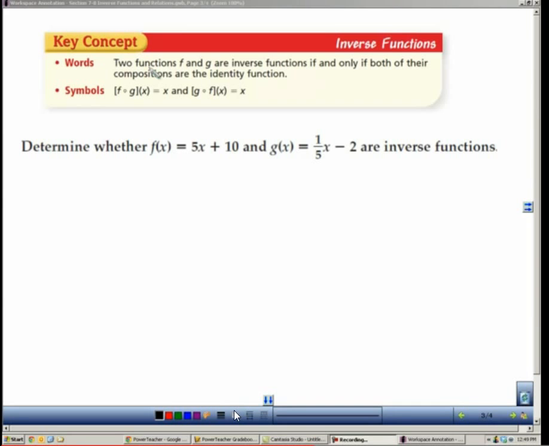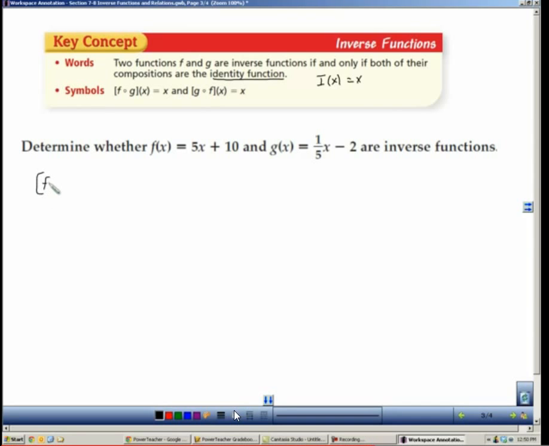Now in this key concept, we're told that two functions are inverse functions if both of their compositions are the identity function. Now the identity function is sometimes written this way, I of x equals x. And it just means that when you plug in x, you get x out. So if we take the composition of these two functions and we get x, then we know that these are inverse functions.